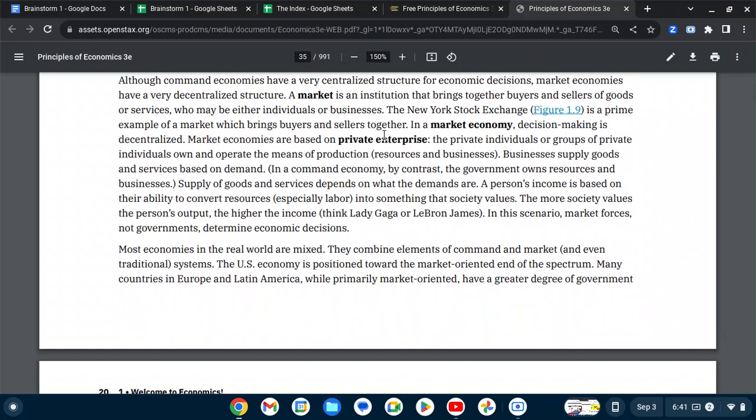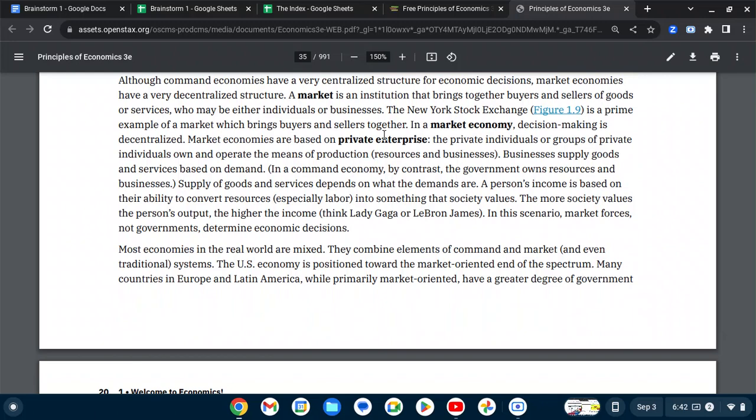Although command economies have a centralized structure for economic decisions, market economies have a very decentralized structure. A market is an institution that brings together buyers and sellers of goods or services, who may be either individuals or businesses. The New York Stock Exchange is a prime example of a market which brings buyers and sellers together. In a market economy, decision-making is decentralized. Market economies are based on private enterprise. The private individuals or groups of private individuals own and operate the means of production.